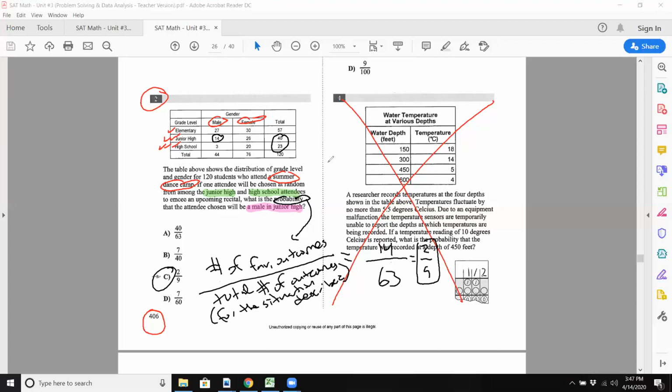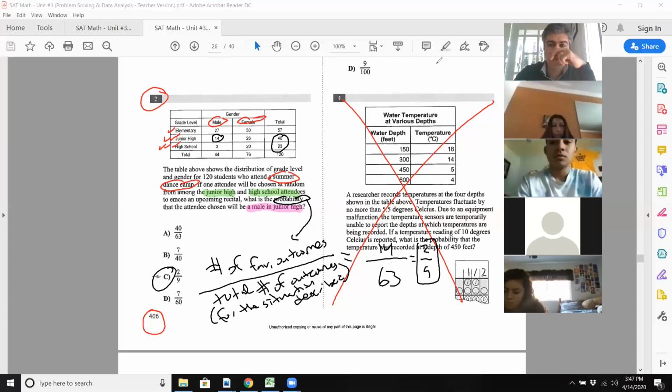So in a way that does kind of cover probability, even though we're not looking at the probability section, we're looking at the data table section, but it's incorporated here. Any questions about that one? No? Okay.